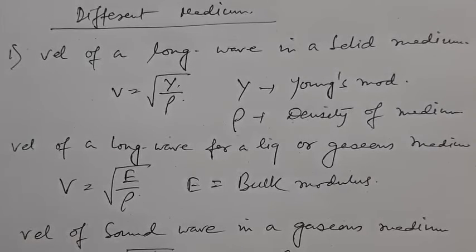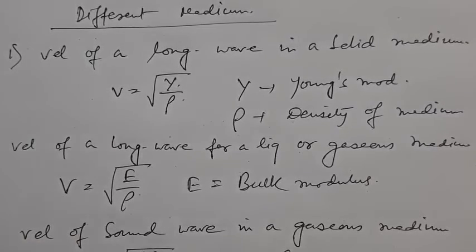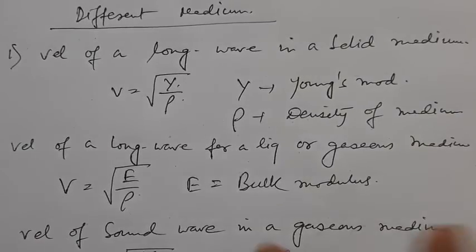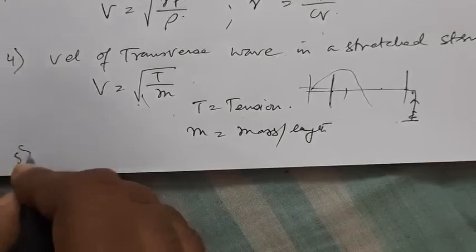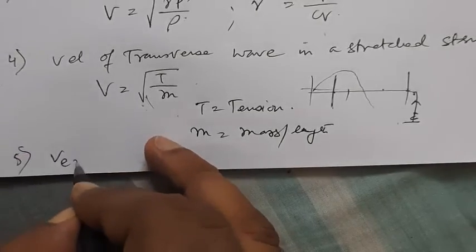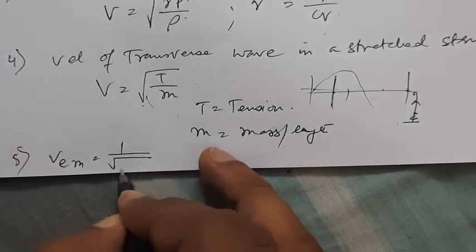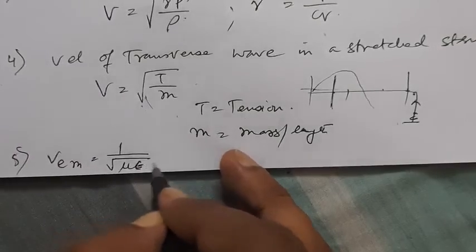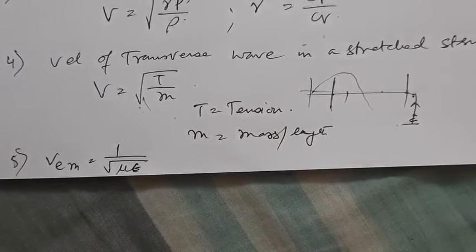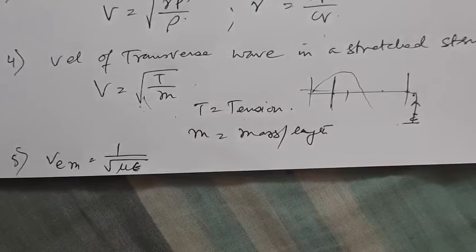Now the velocity of an electromagnetic wave, we will study this in class 12 and not now, but I can tell you the formula now. Number 5, the velocity of an electromagnetic wave, EM wave, is 1 by square root of mu by epsilon. Mu is the permittivity of space and epsilon is the permeability of space.